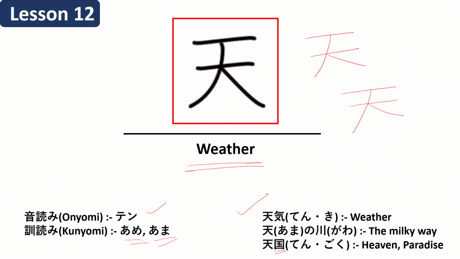We have seen this kanji. This is kanji of kuni, country. Tengoku, heaven, paradise.